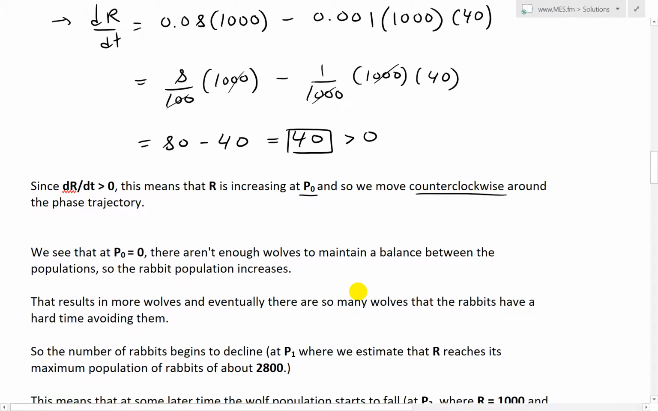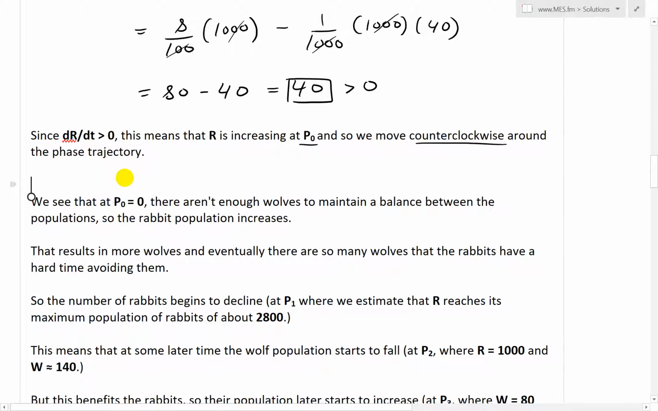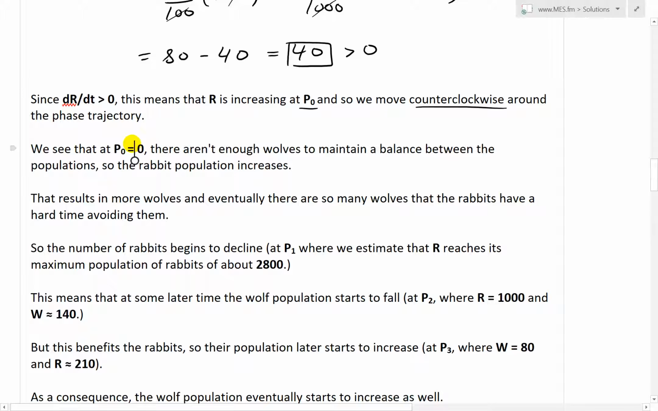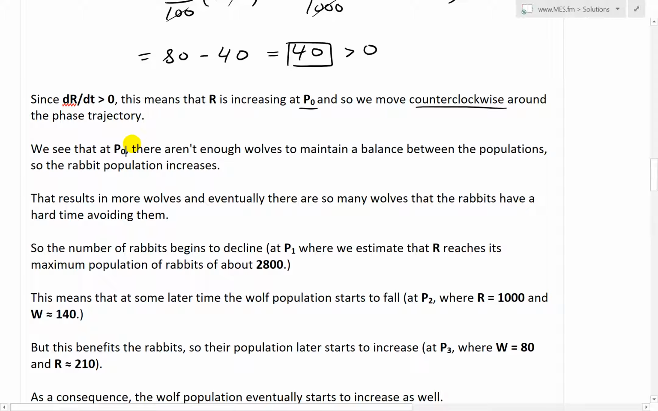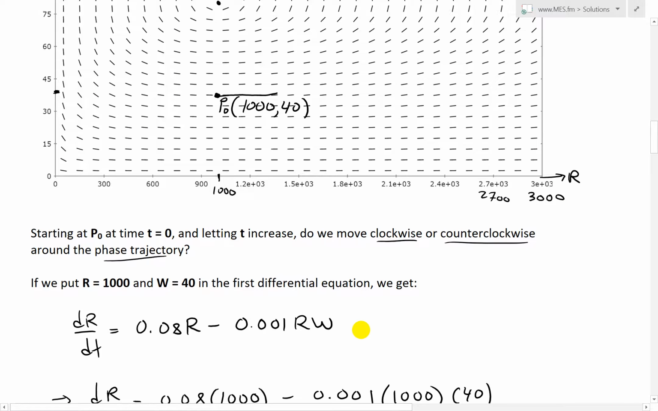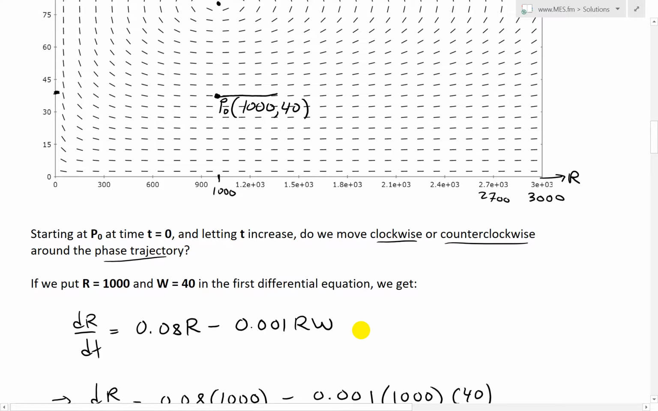And then I'm basically going to describe what we're doing. So I'll put a space here. We see that at P0, there aren't enough wolves to maintain a balance between the populations, so the rabbit population increases. That's basically what it means that dr over dt is increasing. There aren't that many wolves, so the rabbits can keep increasing, assuming there's plentiful food, and it keeps going like that.